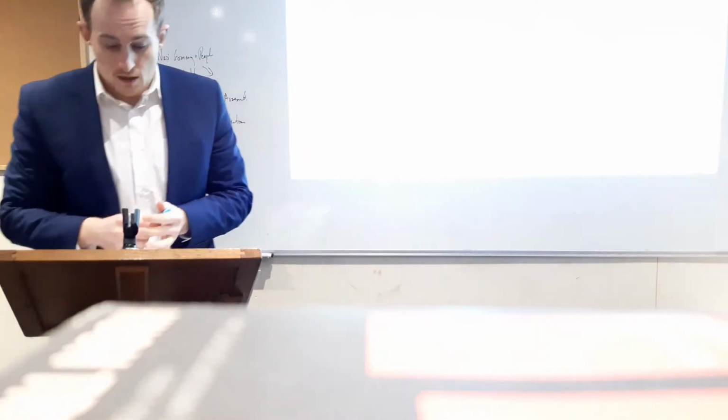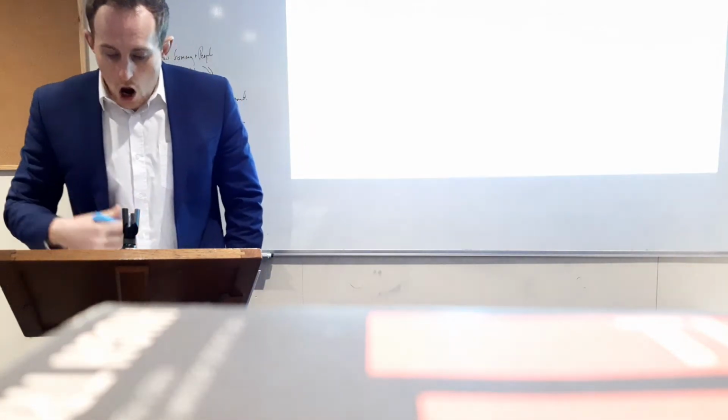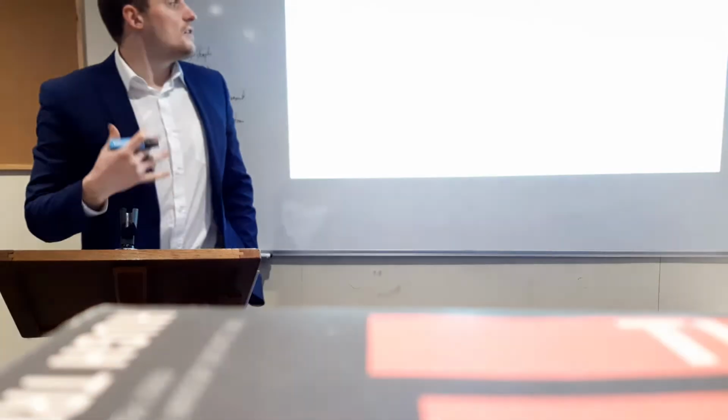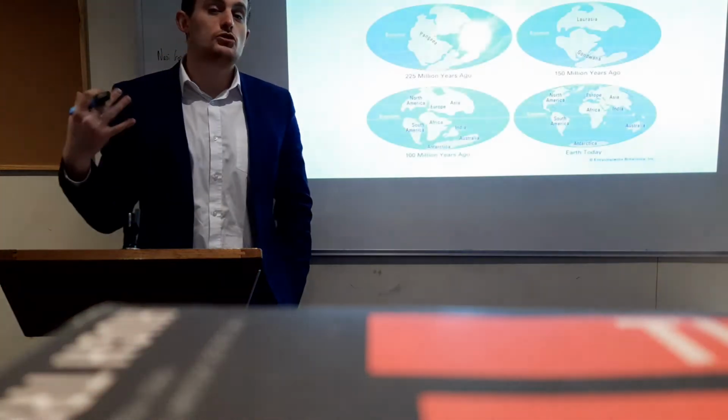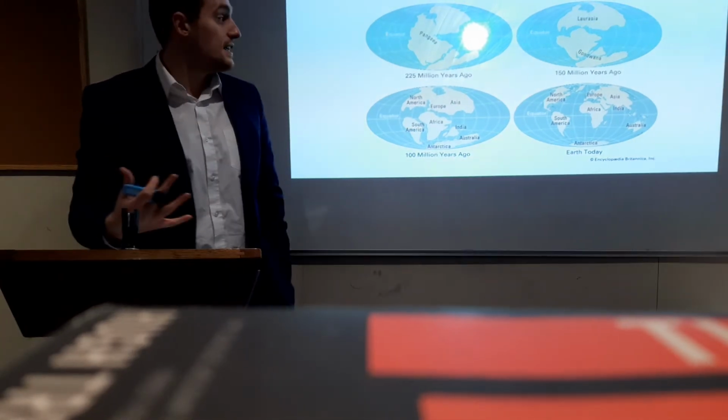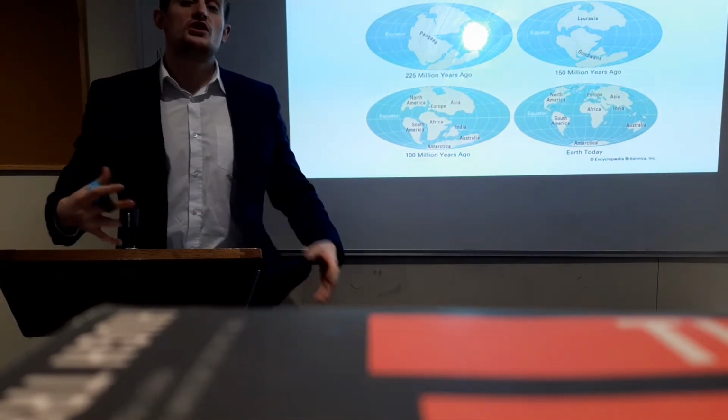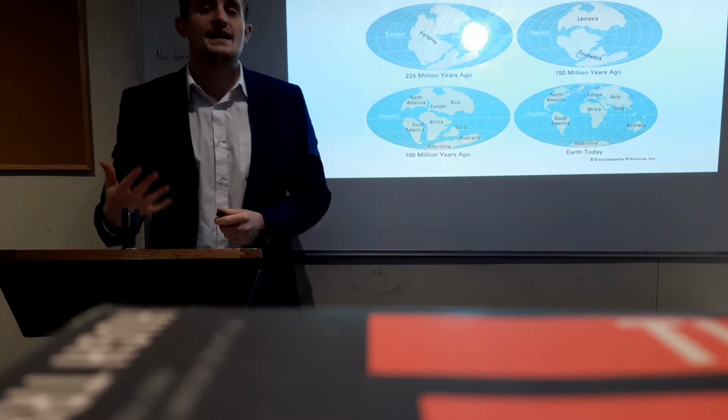So, the countries and the continents of our Earth have not always been in the place that they are at present. Over millions of years, they have drifted. So originally, if you were to go back around 225 million years ago, there was what was known as a supercontinent, and it was called Pangaea.